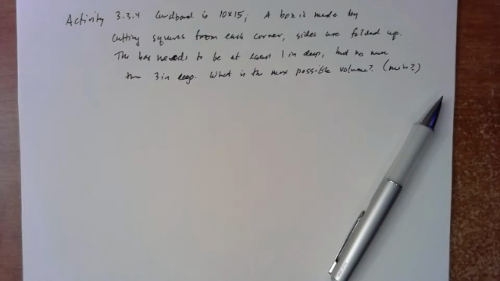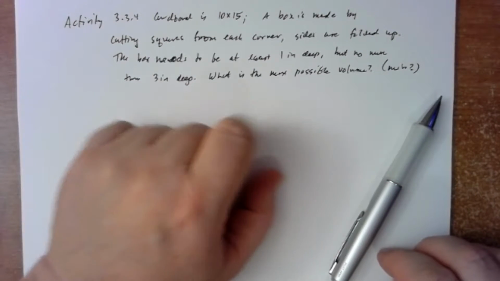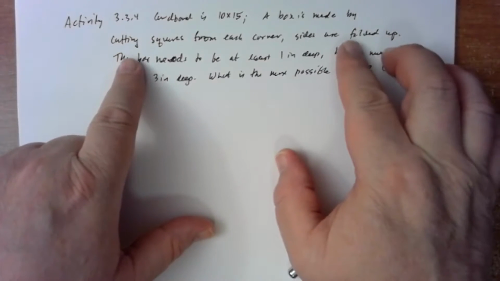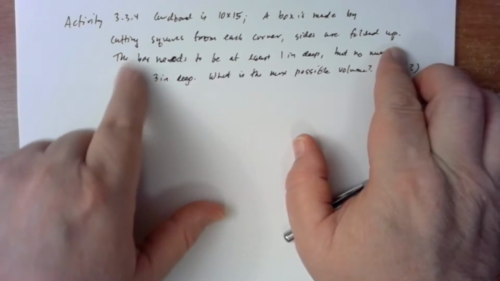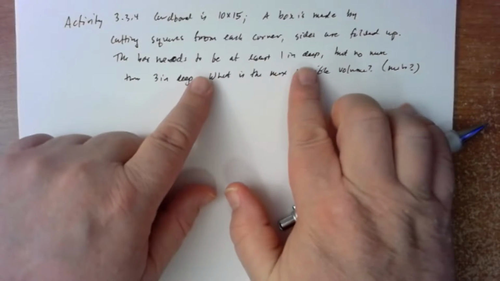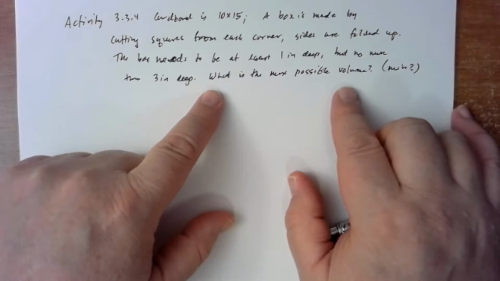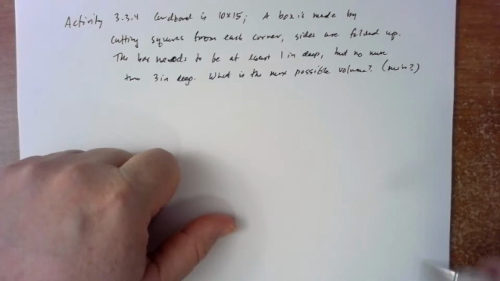Alright, so this is activity 3.3.4, kind of a second example of an optimization problem. We've actually looked at a similar one before. We have a piece of cardboard that's 10 by 15, and we want to make a box out of it. We're going to do that by cutting a square from each of the corners, and then the sides are folded up. The box needs to be at least 1 inch deep, but no more than 3 inches deep. What's the maximum possible volume? And I should say our box does not have a top.